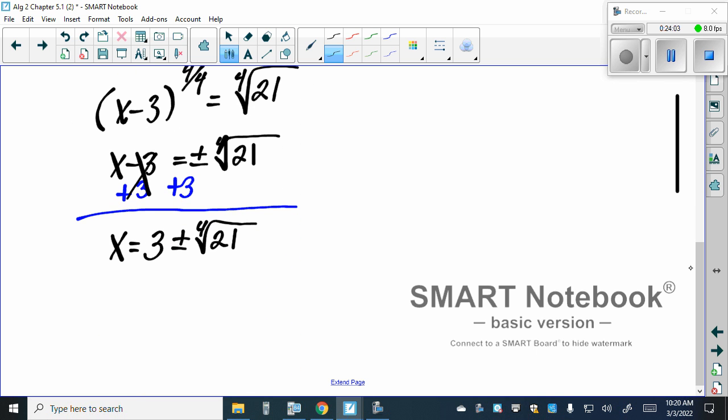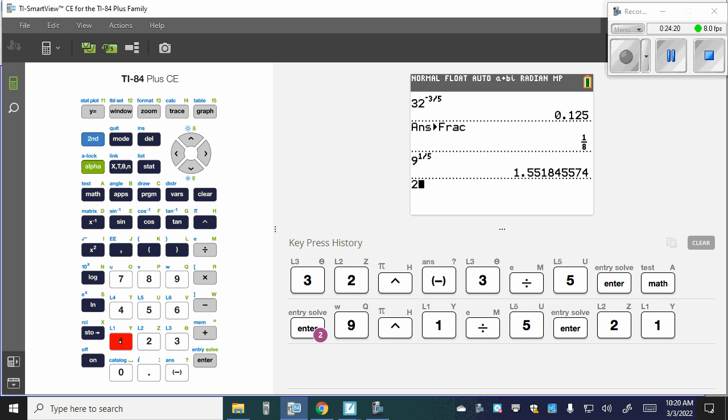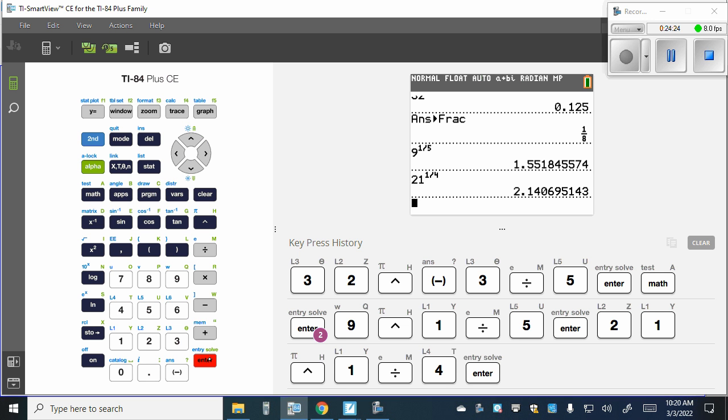And it just said to solve, yes? Did it say to round? That's it. Because as we can try it, the 4th root of 21 to the 1/4, 2.14069, it does not have a whole number answer. So if it doesn't ask us to round or approximate, we can leave it with the radical.